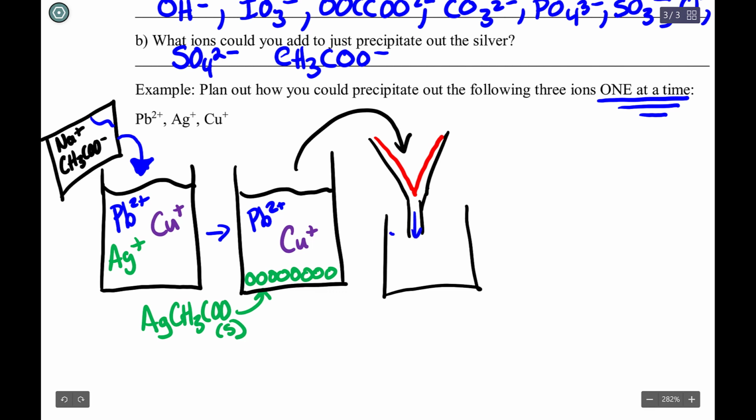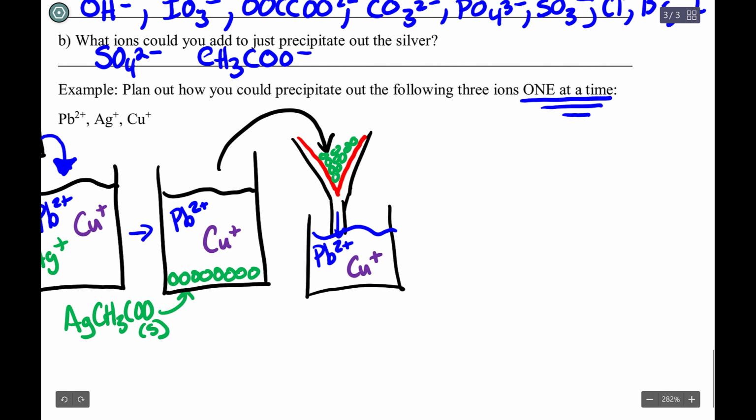It would drip through, and what I would be left with is lead 2+ and copper 1+ there, and all of the silver acetate would get stuck in the filter paper. So I have removed the silver acetate. So that would be my first step.